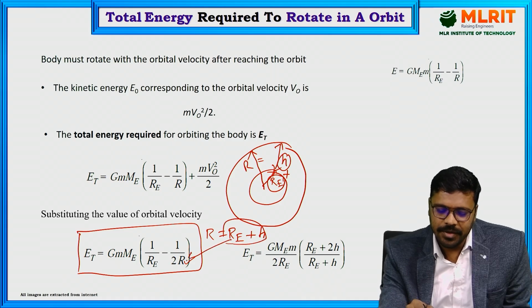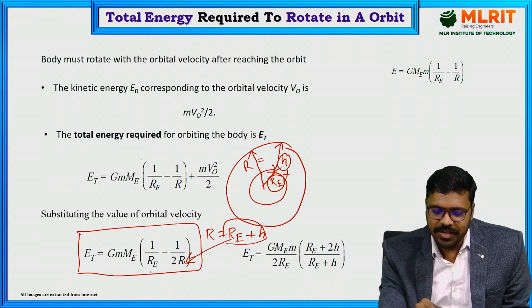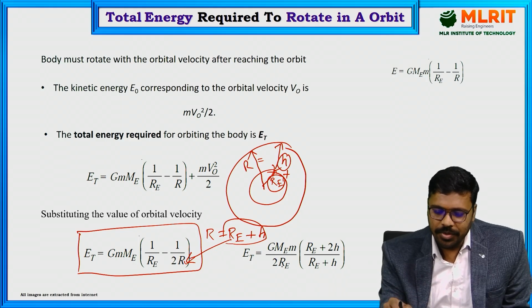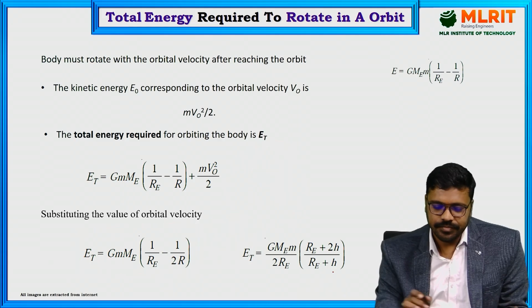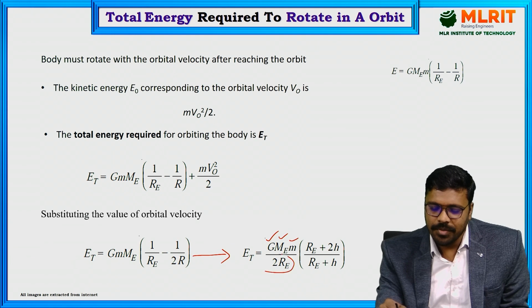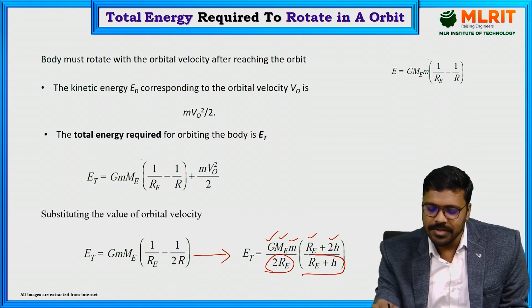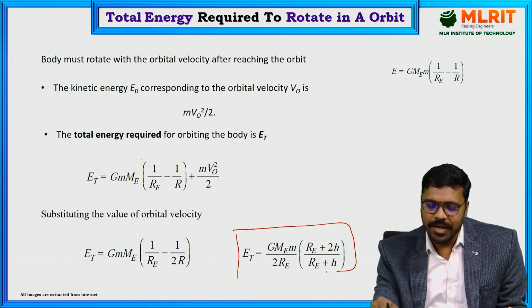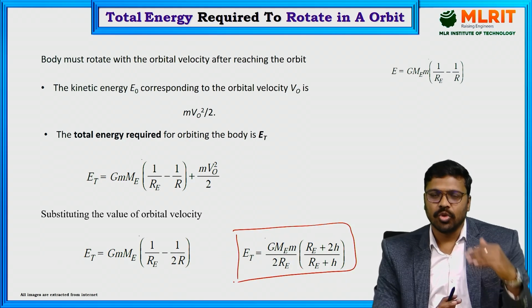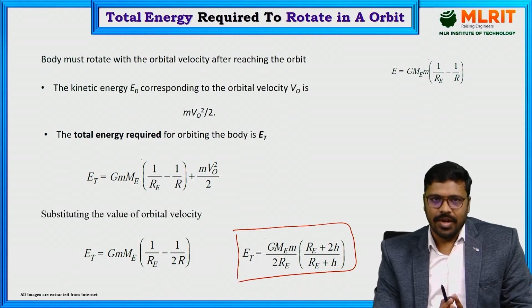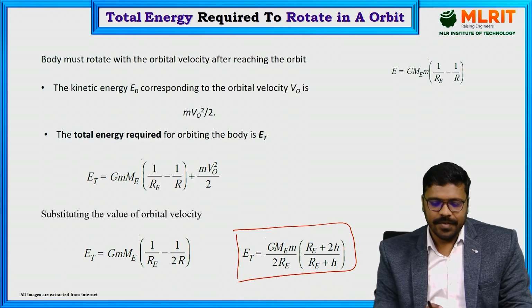So I will substitute this Re + h here. Then this equation will become G Me m by 2 Re into (Re + 2h) by (Re + h). So this equation will be G into Me m by 2 Re into (Re + 2h) by (Re + h). This is the final total energy to be provided for the object to reach the orbit and to rotate in the orbit with the required orbital velocity. So this is the equation, right?